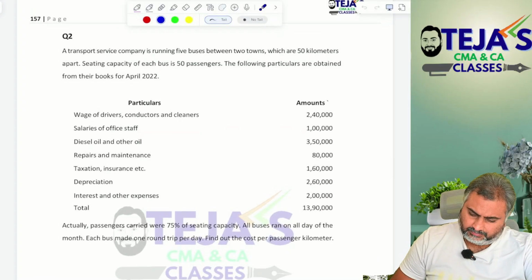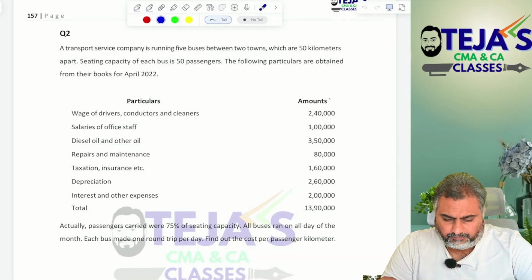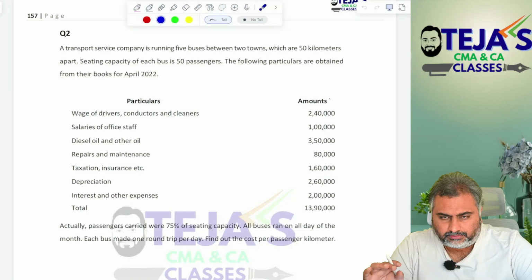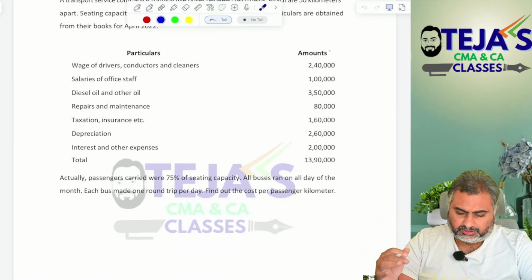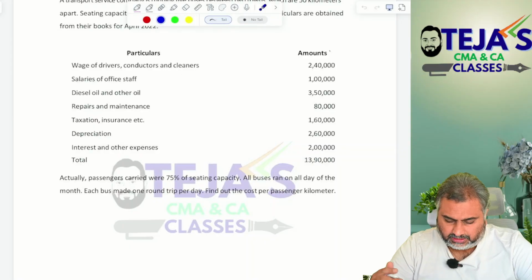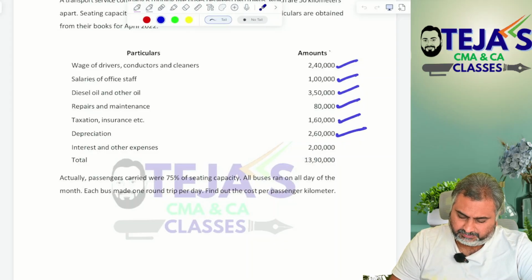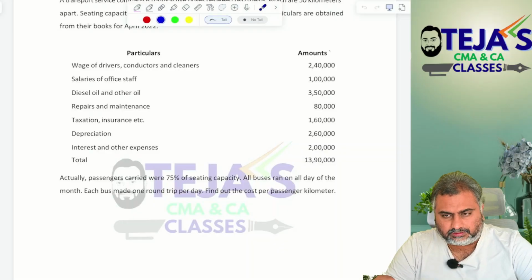Let's see. A transport company is running 5 buses between two towns, which are 50 kilometers apart. Seating capacity of each bus is 50 passengers. The following particulars are obtained from their books for April 2022: wages of drivers, conductors and cleaners, salaries of office staff, diesel, oil, repairs and maintenance, taxation, depreciation, interest and other charges. Total expenses are also given in the question.